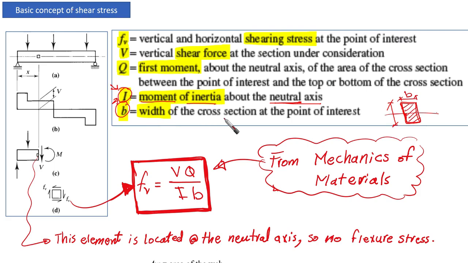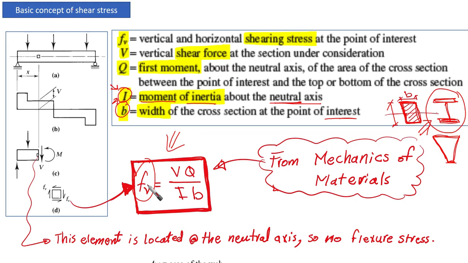And b is the width of the cross section at the point of interest. If we're talking about this rectangular section, then at any point the width is going to be the same. If we're talking about an I section, for example, then it will be different. And if we have a non-prismatic section, then the width is going to vary. Anyway, we are interested in I sections. So this is the governing equation, the shearing stress that is developed at any particular point along this beam.